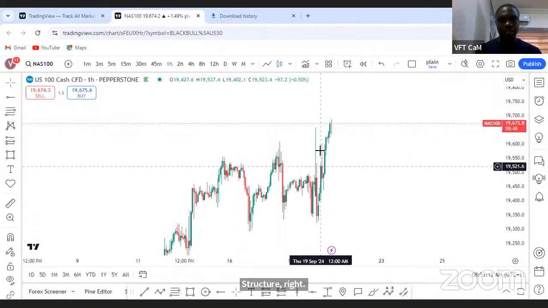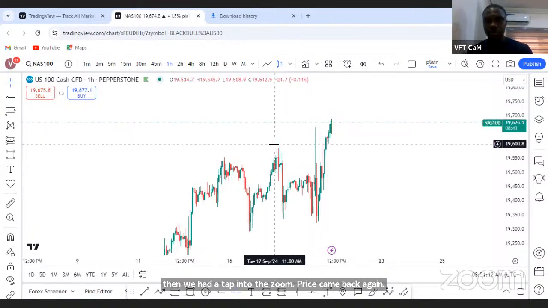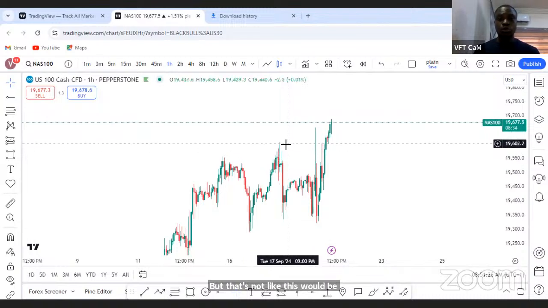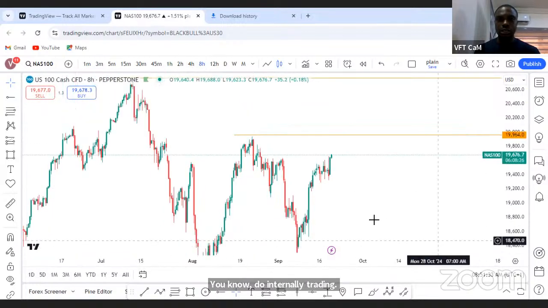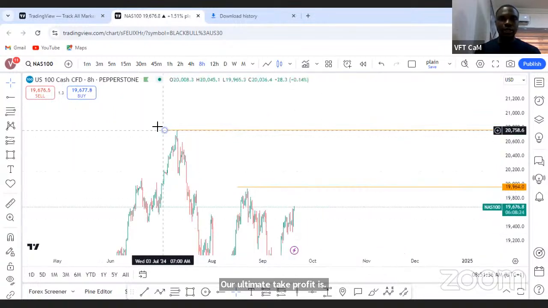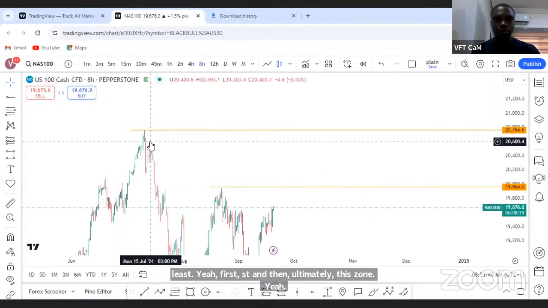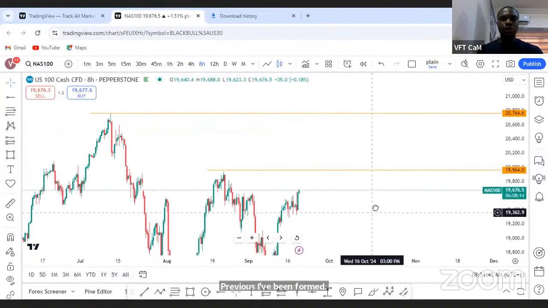Price came back again, ultimately clearing this previous high that we had here. But that's not the immediate take profit for those that just want to do intraday trading. Our ultimate take profit is at least here first, and then ultimately this zone here, clearing the previous high that has been formed. All right, so those are two analyses we had on Tuesday.